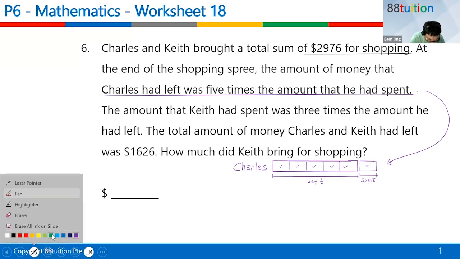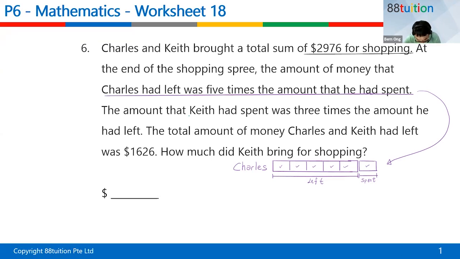Green color is talking about Keith. The amount that Keith had spent was 3 times the amount he had left. Can you see? They flip it. Naughty, they flip it. So down here, Keith had spent 3 times the amount he had left. So for example, Keith only left with this amount. This is what Keith has left. But what did he spend? He spent 3 times the amount that he had left. So down here, he had spent 1, 2, 3.